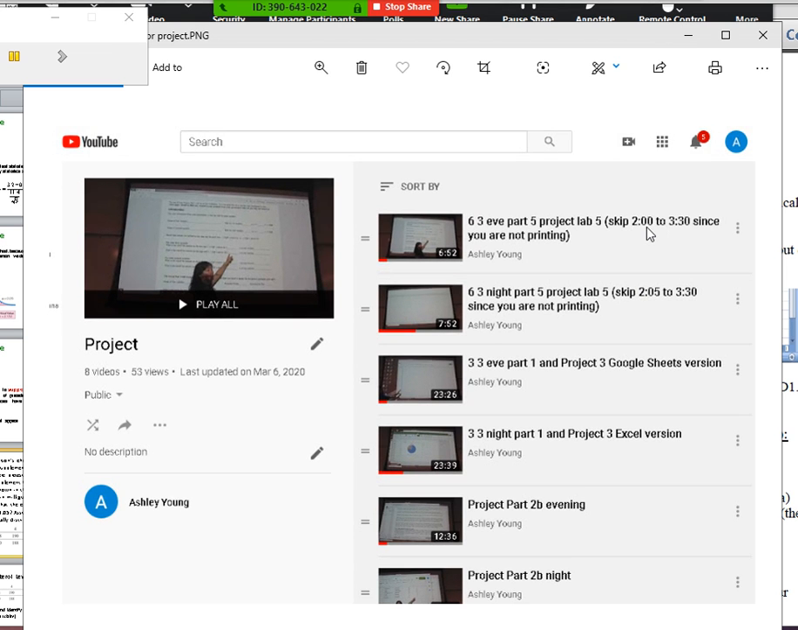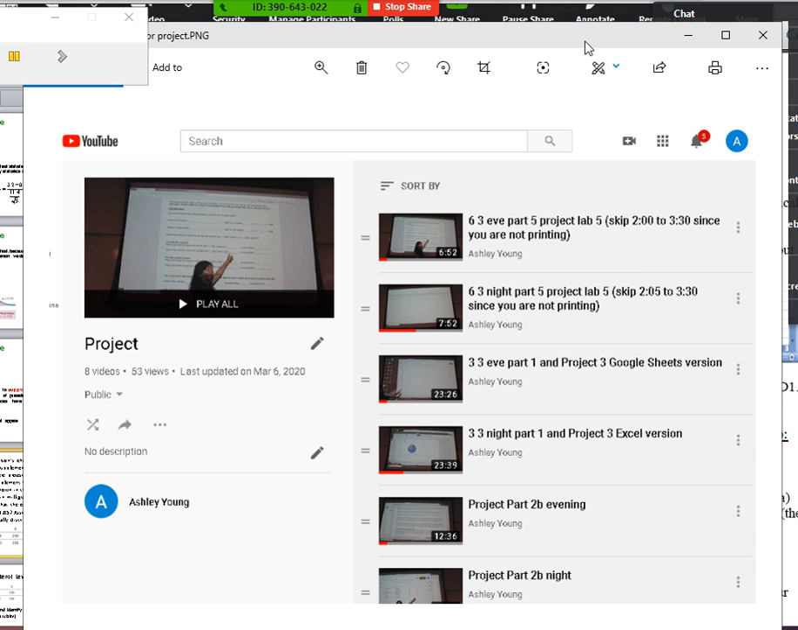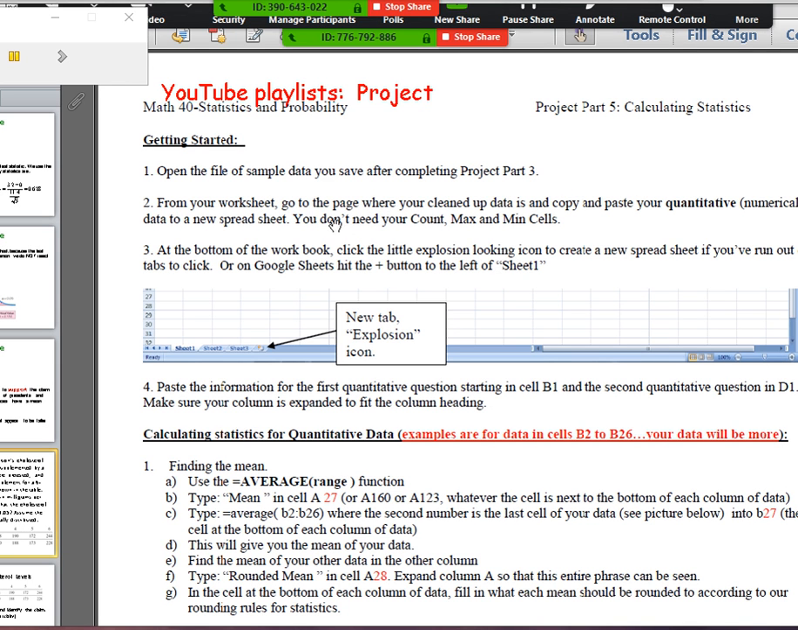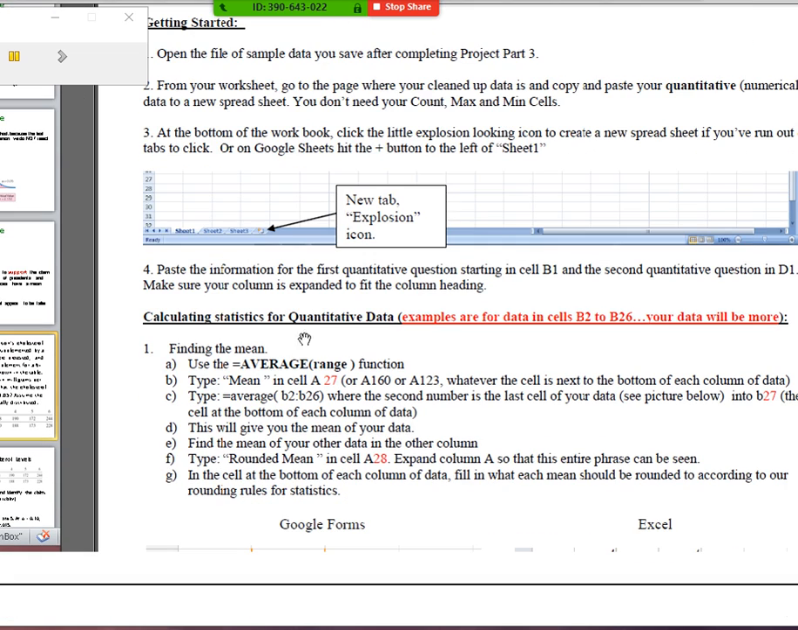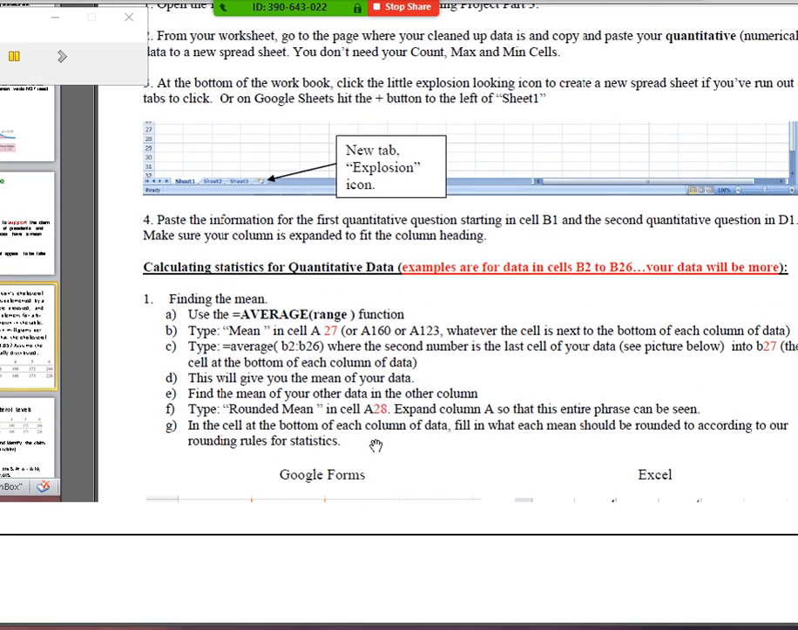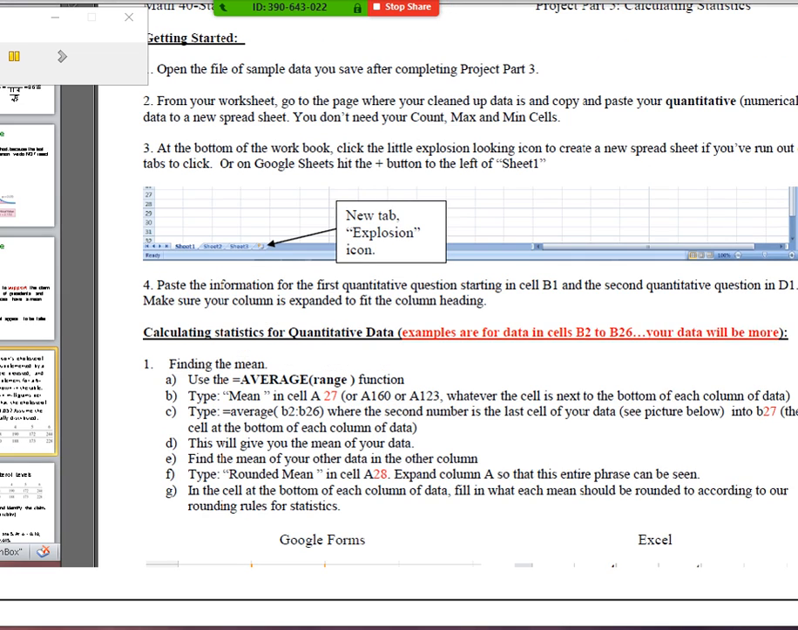You should skip minutes 2 to 3:30 since we're not printing. That's all about how to print it. Since you're not printing it anymore, you're just going to email me your Excel file or email me the link to your Google Sheets. So here's the first part. First of all, it's just your quantitative questions, your 2 numerical questions. The quantitative numerical questions are the 2 we're working with on this part, and you're going to find the average of them. You're going to find the mean and bring it up.